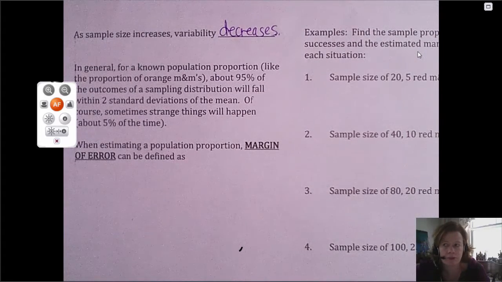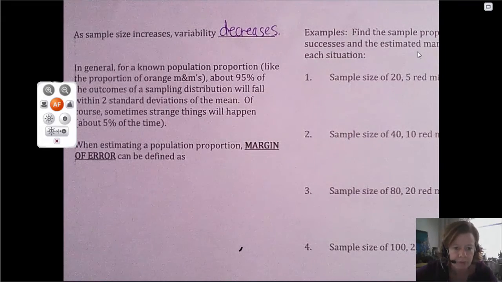So again, they tell me that there's about 20% orange M&Ms. We take lots of different samples, and about 95% of the time, our sample proportion will lie within 2 standard deviations of the mean number of orange M&Ms. But what you have to remember is that sometimes strange things happen. And in this case, if we're doing a 95% confidence, then about 5% of the time we'll miss. And we won't get nearly as many orange M&Ms as we thought we should have, or we'll get way more in a bag than we thought we should have. That happens occasionally. But again, we're talking about a 95% confidence. So most of the time, 95% of the time, our samples will lie within about 2 standard deviations of the mean.